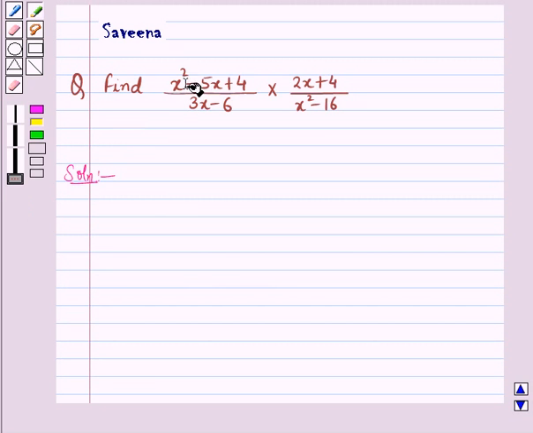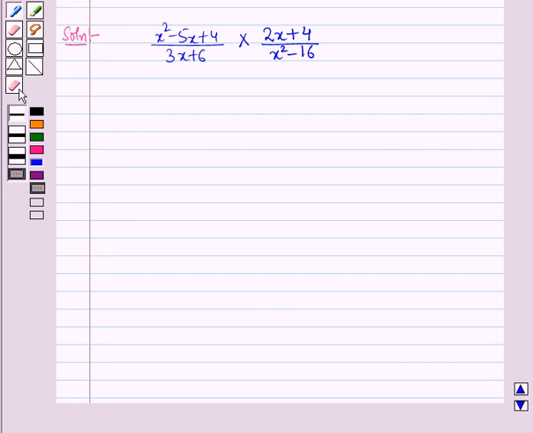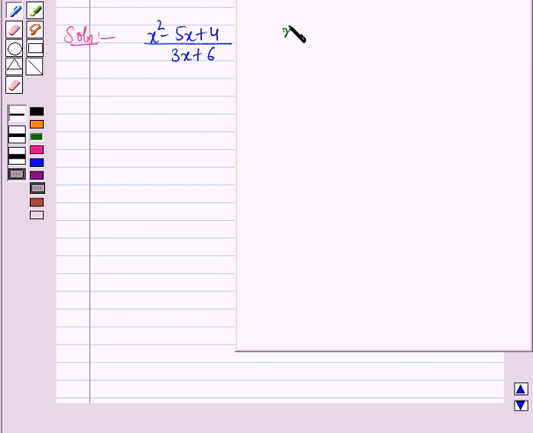Now here we have to multiply these two rational expressions, and for this, first of all we will simplify the rational expressions if possible by factorization and then multiply the numerators and the denominators to obtain a single fraction. So here let us factorize the numerator and denominator of two fractions. First of all, let us factorize the numerator of the first fraction.